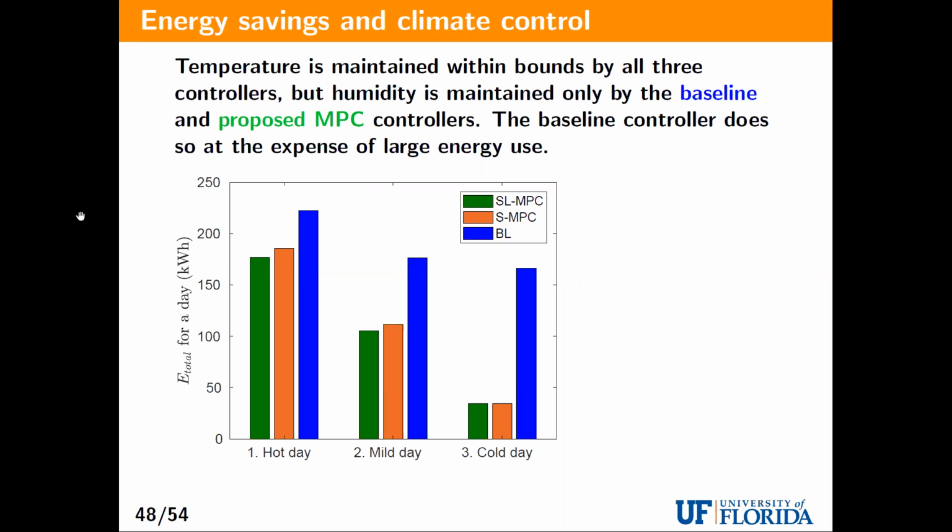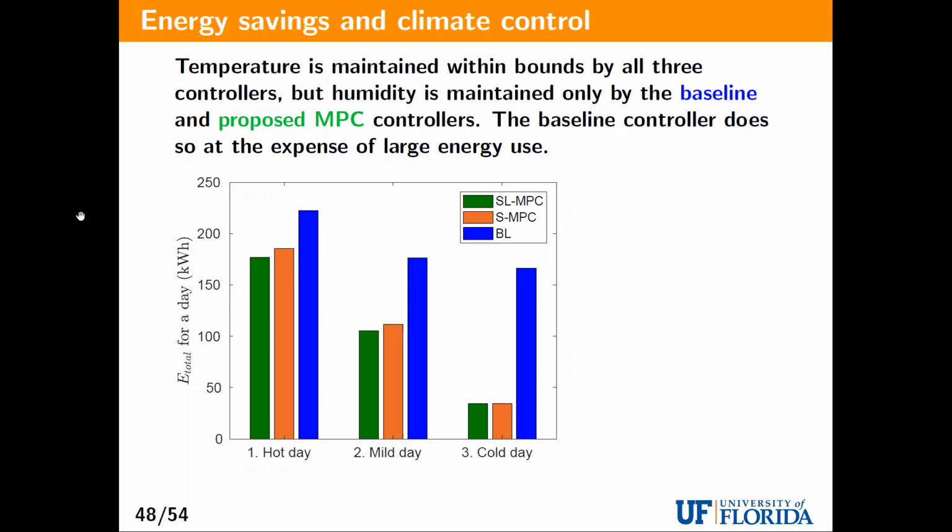Temperature is maintained within the bounds by all the three controllers, right? The baseline controller, which of course we know it will do because it is designed to do that, and also the MPC controller that we design, and also the one taken from literature. But humidity is maintained only by the baseline and the proposed MPC controllers. The sensible heat only MPC that is taken from the literature does not maintain humidity. Not surprising, because humidity is not part of the problem formulation.